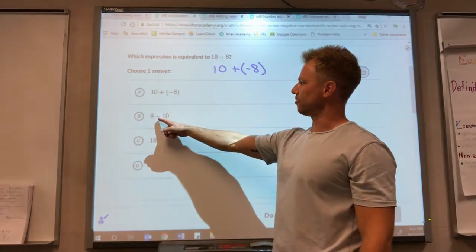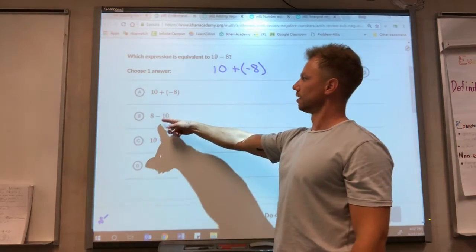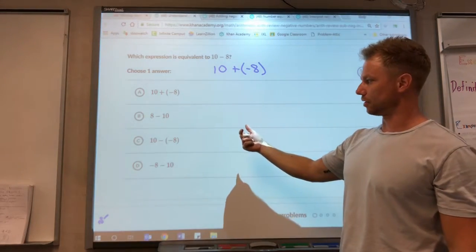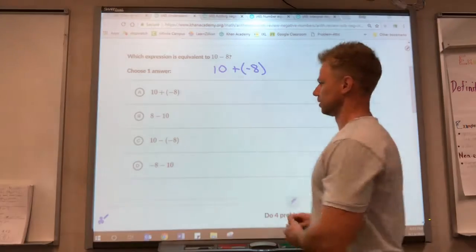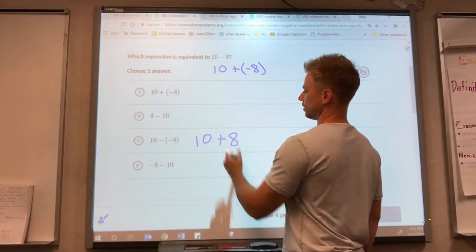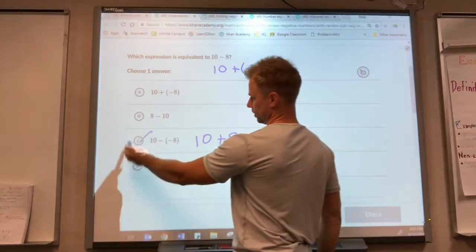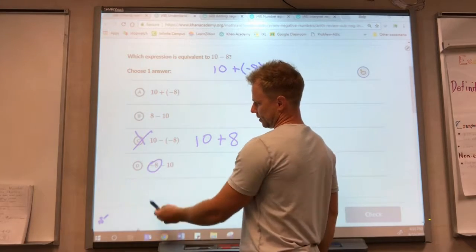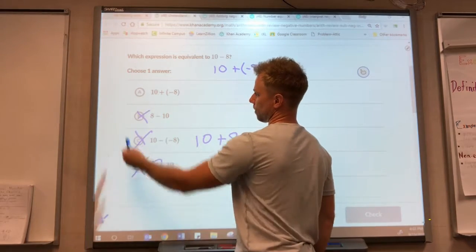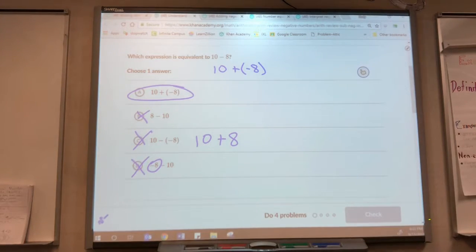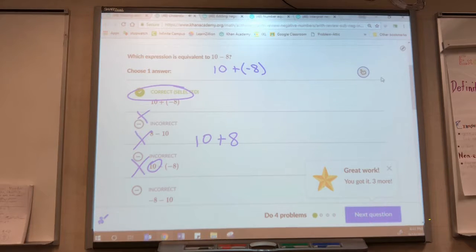It is different if we have 8 come first instead of second. Subtraction is not commutative. You can't just switch the numbers around and get the same answer. This one would turn into 10 plus 8, which is not the same as 10 plus a -8. So that one doesn't work. And then again, this one has 8 come first. That one doesn't work. Must only be the first one, just A. We'll choose that one. Good.